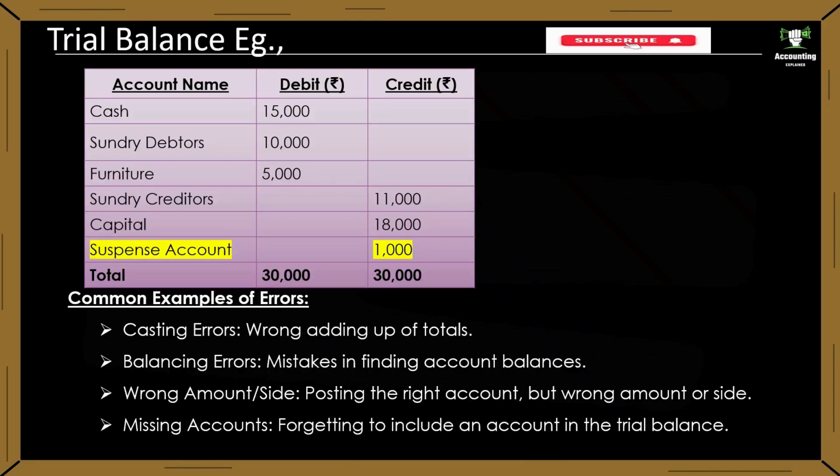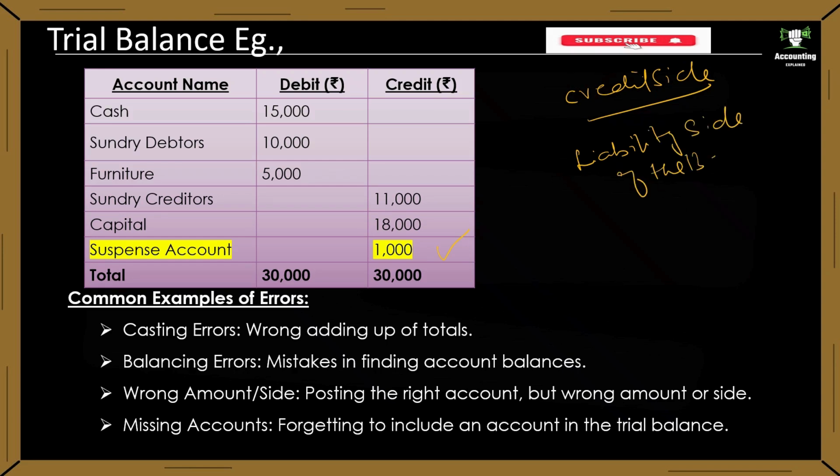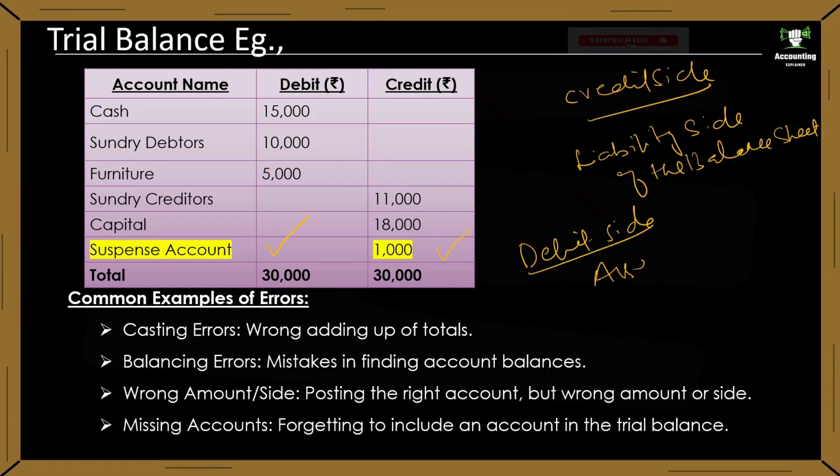Here we have taken 1,000 rupees to the credit side. Where will this 1,000 rupees go? Since it is on the credit side, it will go to the liability side of the balance sheet. Okay, remember that. If the suspense account is on the credit side, it will be taken to the liability side of the balance sheet. If instead the suspense account is on the debit side, then it will be taken to the asset side of the balance sheet. Okay, this you have to remember.